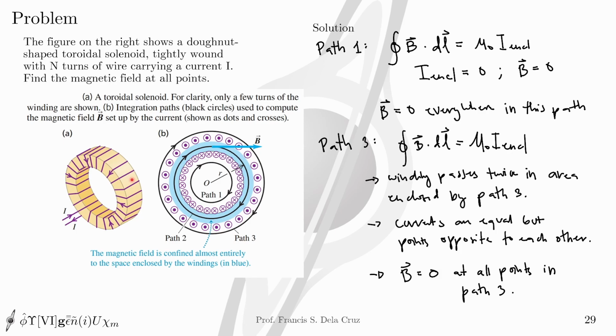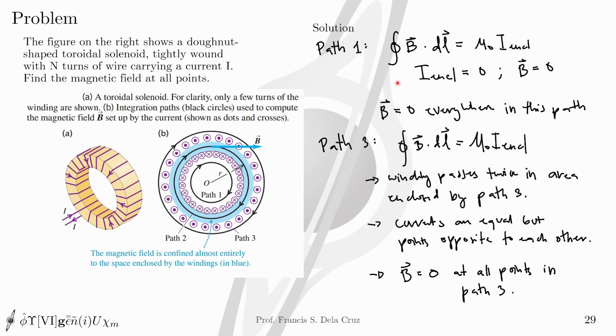Inductors, as we discussed in the lesson, are devices that can store and release magnetic energy. Take note that we're going to take these integration paths for us to know the magnetic field. So this is a solution. Let's take path number one.